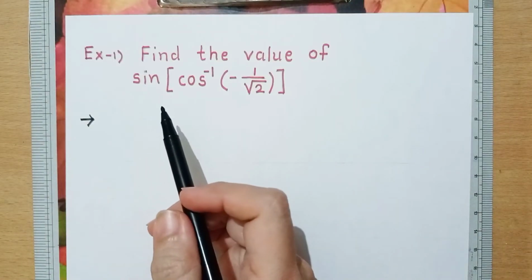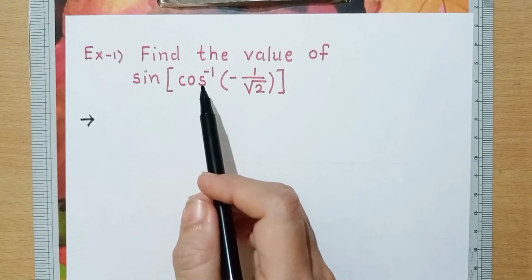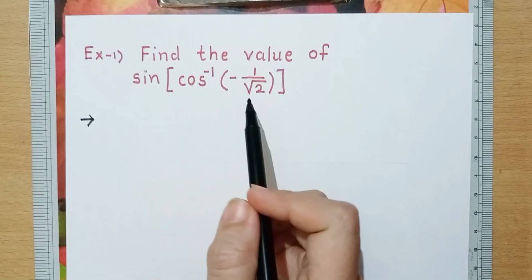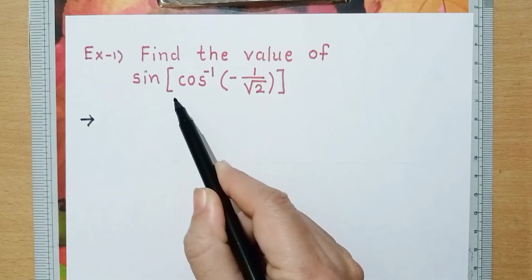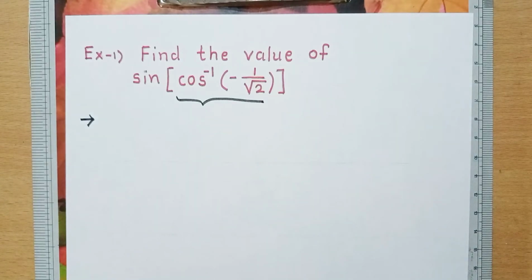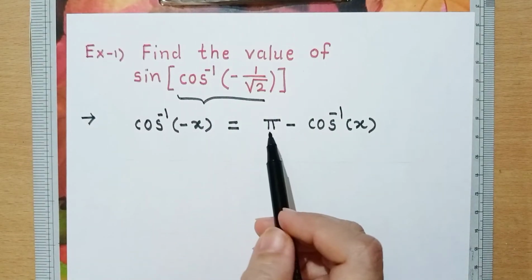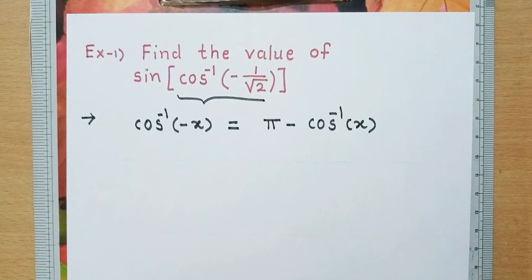This is our first example. Find the value of sine of cos inverse of minus 1 upon root 2. So first we will use here formula cos inverse of minus x equal to pi minus cos inverse of x.